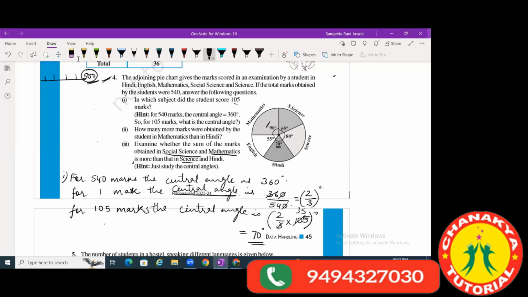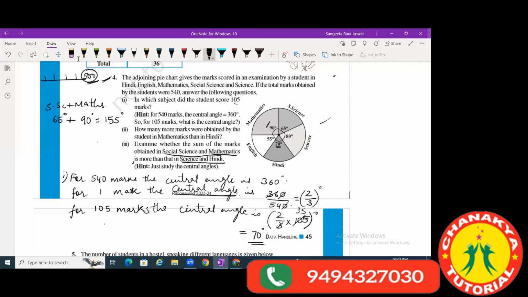So that means social science and maths taken together, and on one side you have science and Hindi taken together. So here in this case, we need not find the marks. Why do we not need to find the marks? Because this is very well clear from the chart itself. This is the circle chart. See, I'm writing here, social science plus maths. So, social science is how many degrees? 65 degrees. Maths is how many? 90 degrees. So, 65 plus 90 is how much?